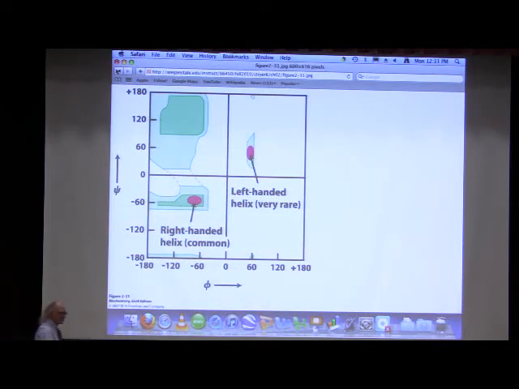Yes, ma'am. Does this necessarily mean that for secondary structure a lot of the sequences are going to be recycled, because they kind of have to be in order to assume a secondary structure? Okay, so her question is, does this mean that we're going to see recycling of secondary structures between different proteins? Of sequences and that. It's a very good question.